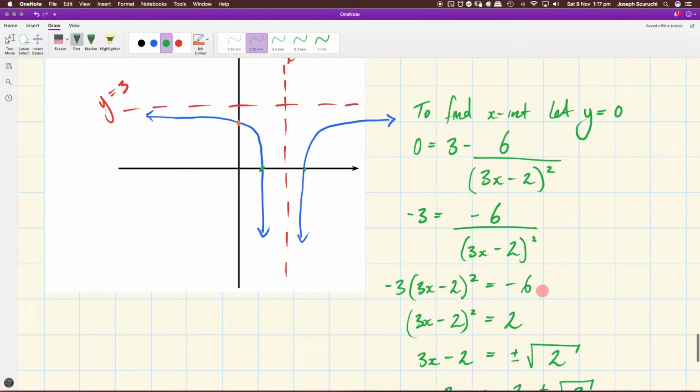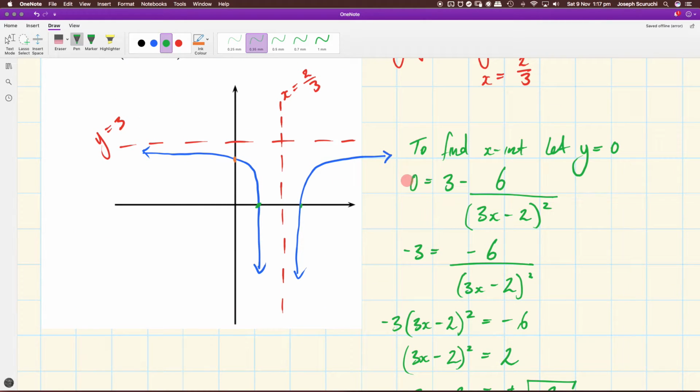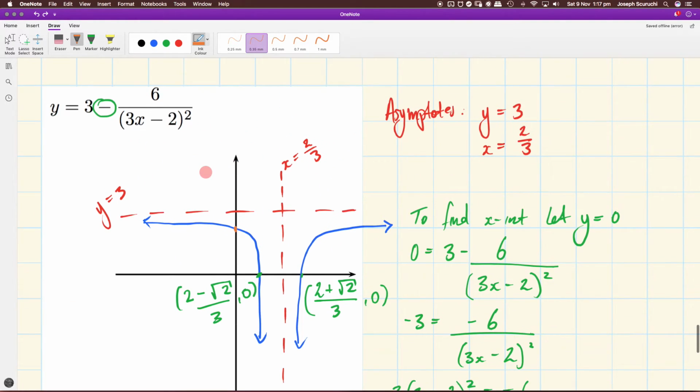So now I can come up here. Obviously the one that is going to be bigger, actually I need to see it, 2 plus or minus. So this is going to be 2 plus the square root of 2 over 3, and my y will be 0. And this will be 2 minus the square root of 2 over 3, and this will be 0. I need to now find my y-intercept. I'm just going to do it.